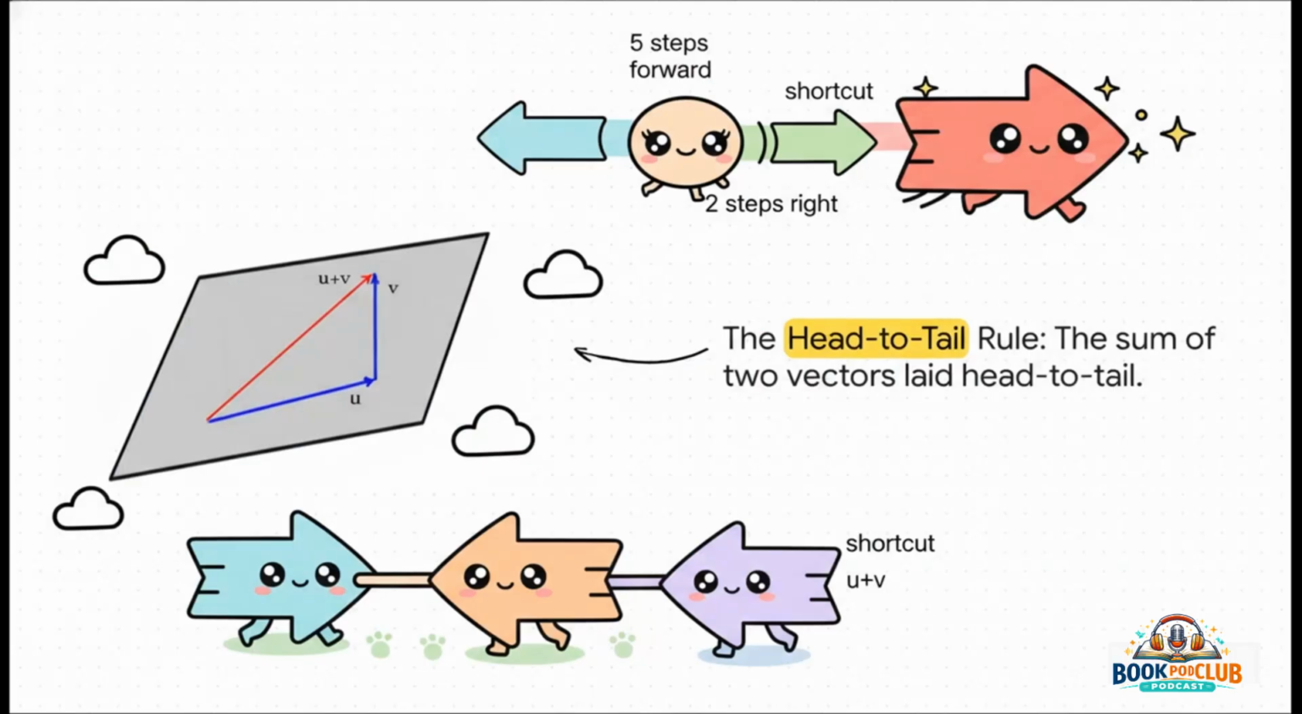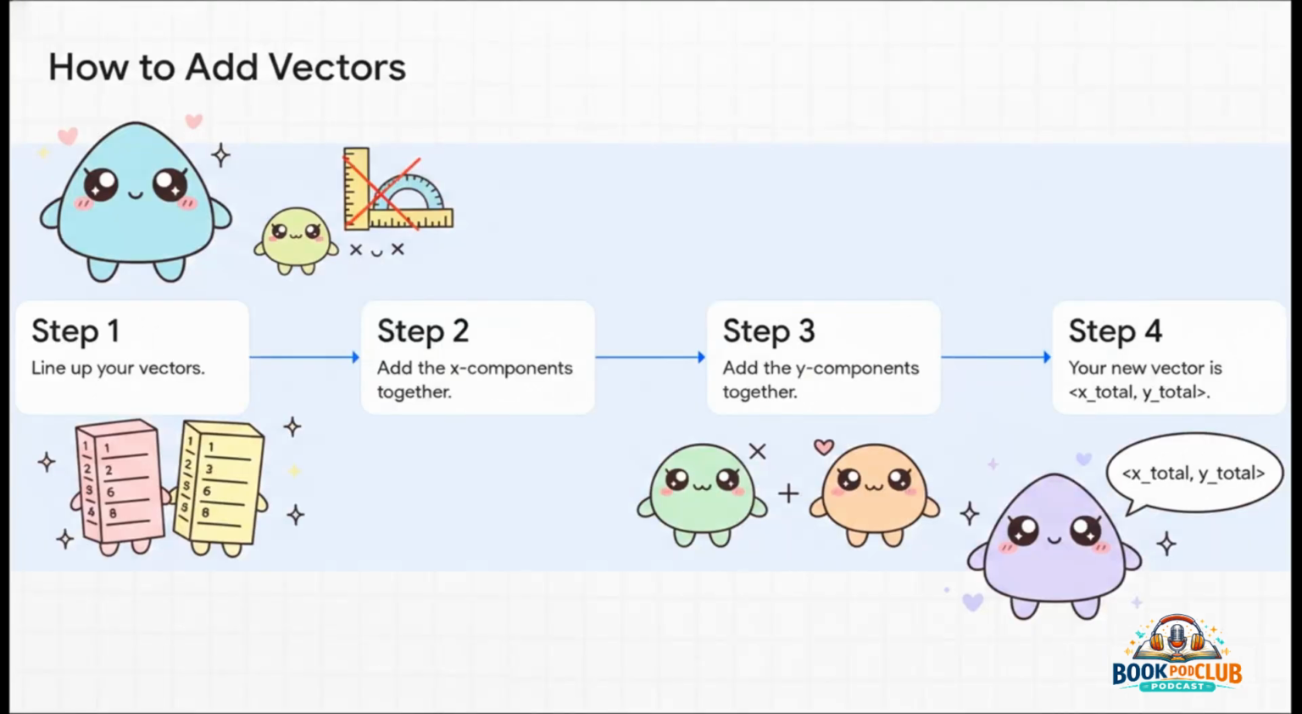And here's how you can picture it. It's called the head-to-tail rule. Let's say vector U is your first move. Then, right where that move ends, at its head, you start your second move, vector V. The final result, this new vector, is the shortcut. It's the straight line from where you originally started to where you finally ended up. And the math for this? Oh, it's even easier. You don't need to draw anything. You just line up your 2 lists of numbers, you add the X numbers together, you add the Y numbers together, and boom, that's your new vector.